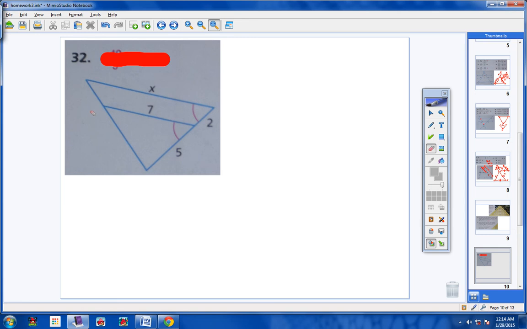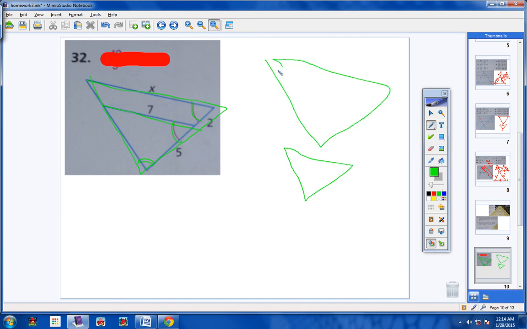Okay, notice we have a triangle right here, a big triangle, with a line drawn here, and these angles here are congruent. See that? Well, they also have an angle here they share. So this little triangle here is similar to the bigger triangle because this angle here is congruent to this angle here, and this angle here is congruent to this angle here.